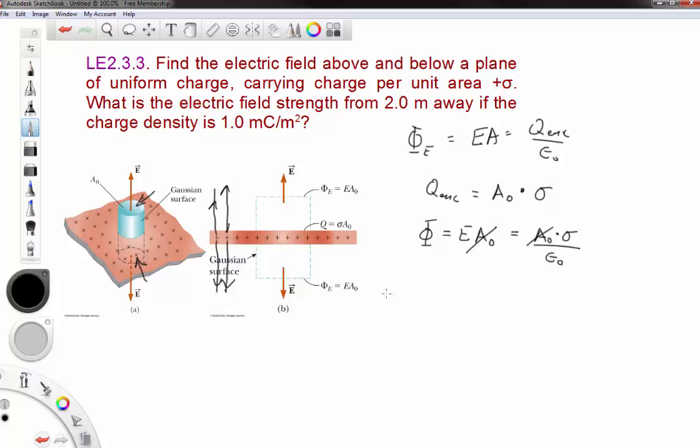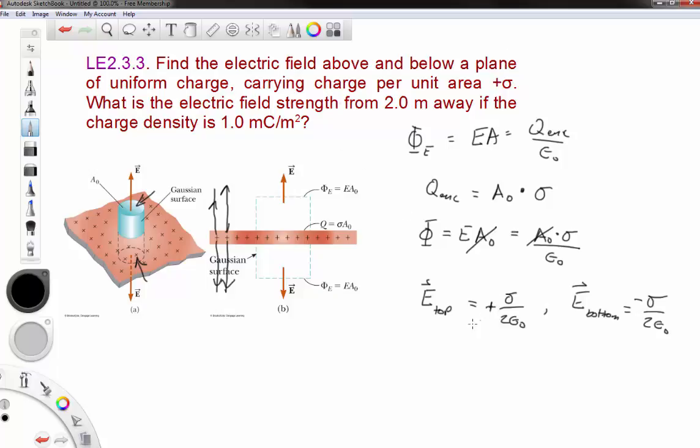So we can cancel off the A0s. This is total flux. If we just want to find the E near the top, we'd need to divide everything by 2, and so you'd end up with sigma over 2 epsilon naught. And similarly for the bottom, E bottom, you'd again get sigma over 2 times epsilon naught. And we can even, if we want, find the z component of this field above and below the plane. If we were specific, this one is actually negative, and this one would be positive, because this one's pointing down, this one's pointing up.